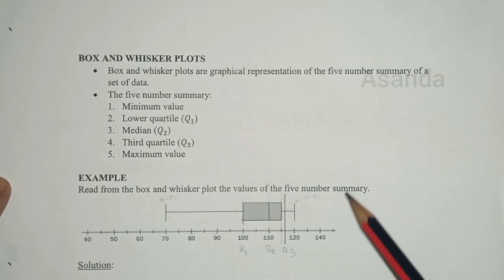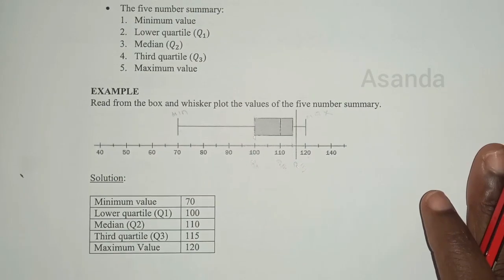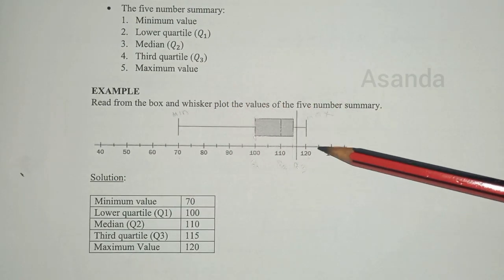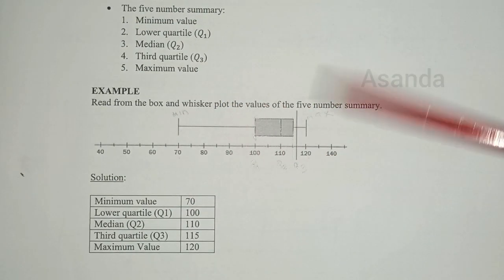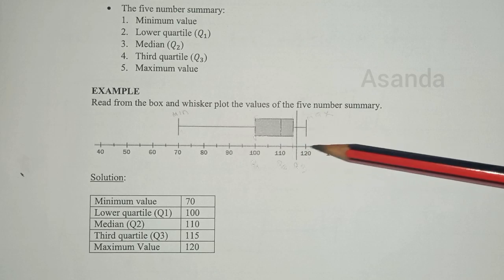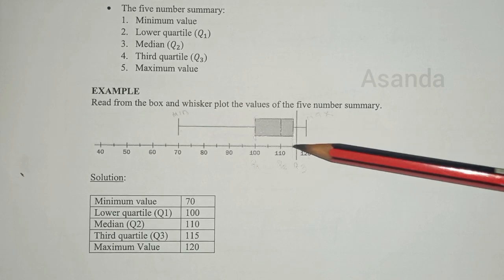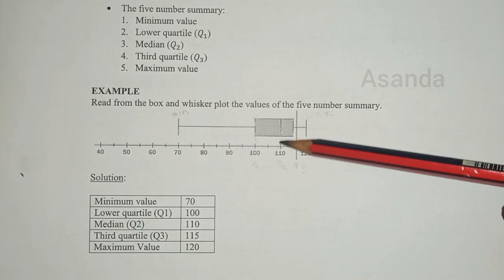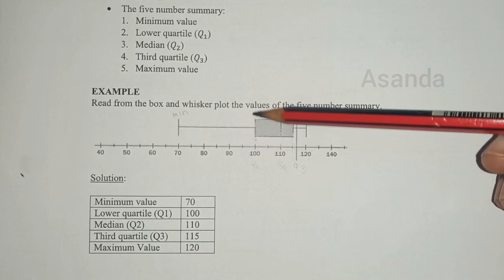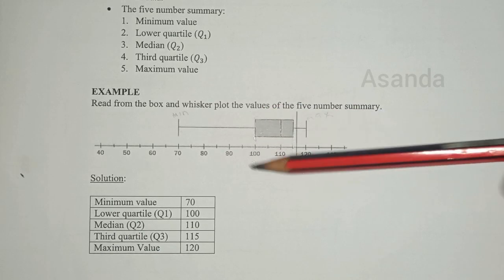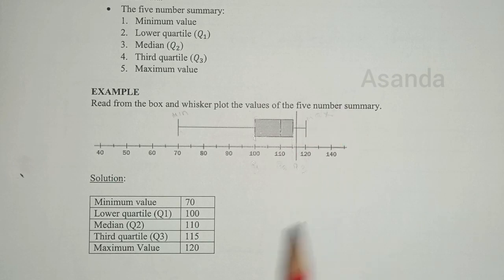If we were to read the maximum here, the maximum value is 120. Q3 is between 110 and 120, that would be 115 right there, 115. And then Q2 is 110, Q1 is 100. See, that's how you read the box whisker diagram.